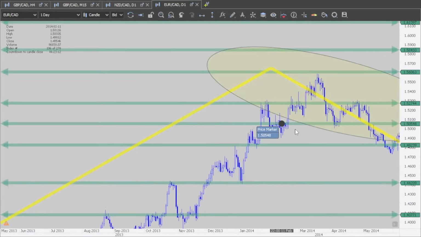NZD CAD, EuroCAD. Hedge fund trader Julius, do you see a crown? Yes or no?